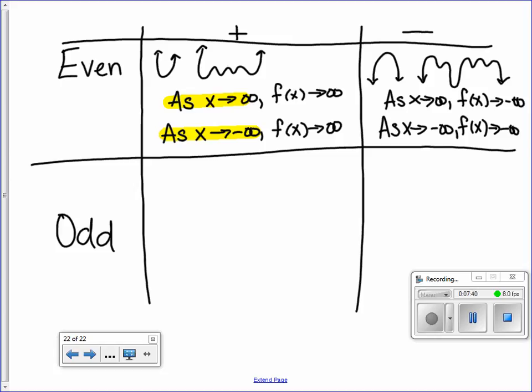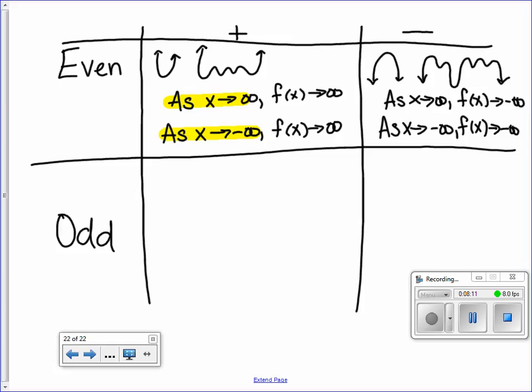Now, if it's an even function, the end behavior matches. So if it's an even function, I can get this taken care of. These two are either going to be towards positive infinity, or they're going to be towards negative infinity. Because it's even, they match. They're up and up, or they're down and down.